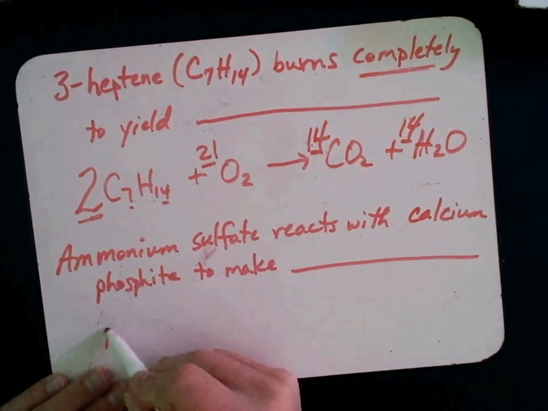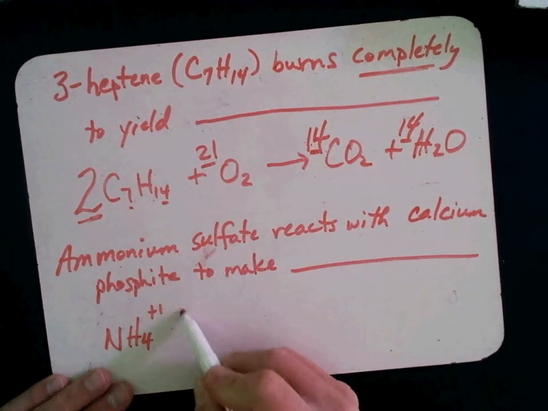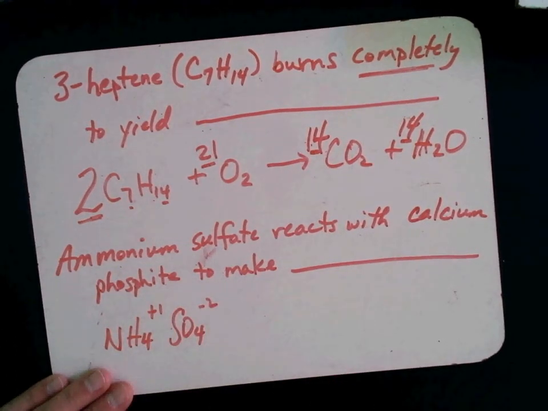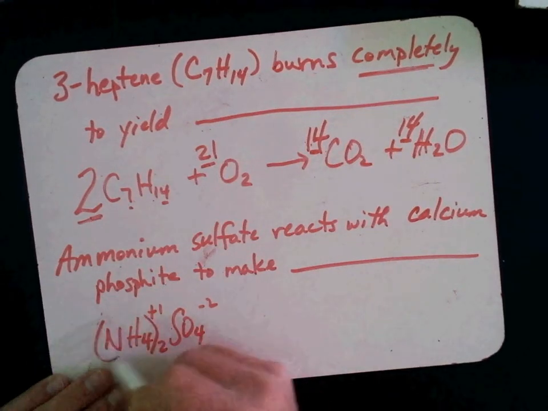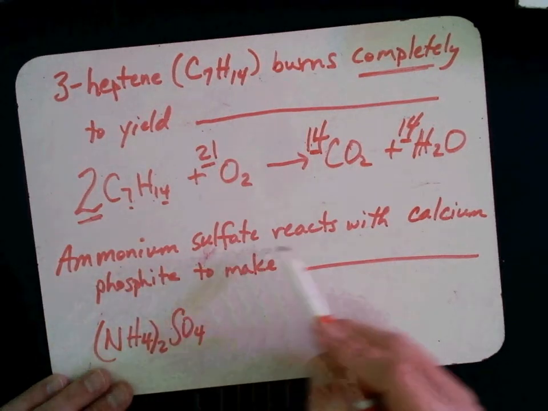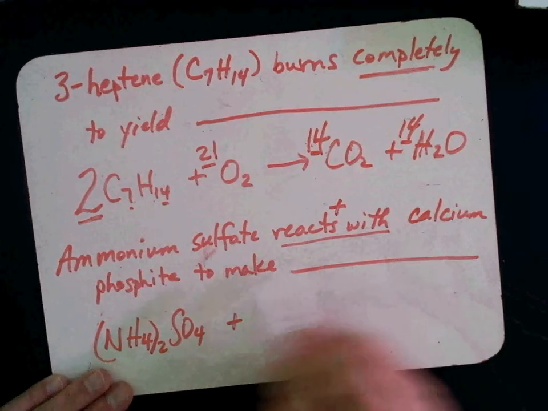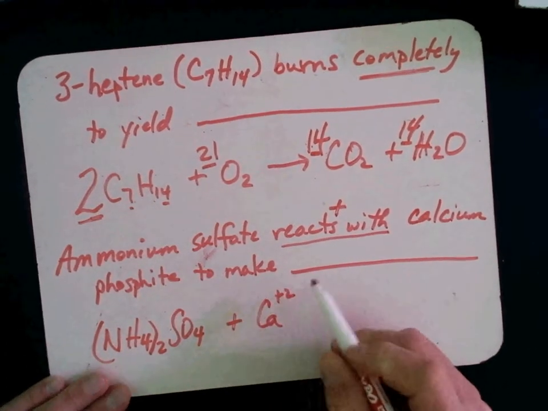Ammonium sulfate. Ammonium, I've memorized that to be NH4 plus 1. Sulfate, memorized SO4 minus 2. See how I'm checking charges? Switch them. 2 goes there, parentheses. 1 goes there, I don't need it. Ammonium sulfate reacts with, there's my plus sign again, calcium phosphate. Calcium plus 2, how did I get that?